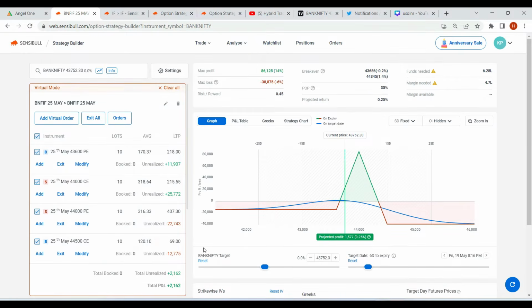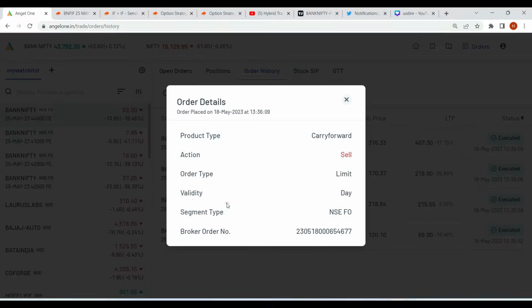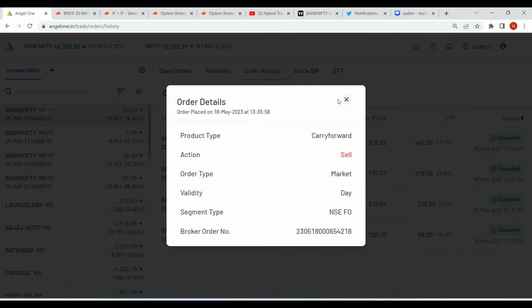Alright, so today I have deployed an Iron Fly. Let me show you the proof. These are my legs, guys, this is the Iron Fly, the same 10 lots. Let me show you the time. One second, order details. Today at close to 1:30 I have deployed an Iron Fly. Order details, almost like 1:30-ish, right?